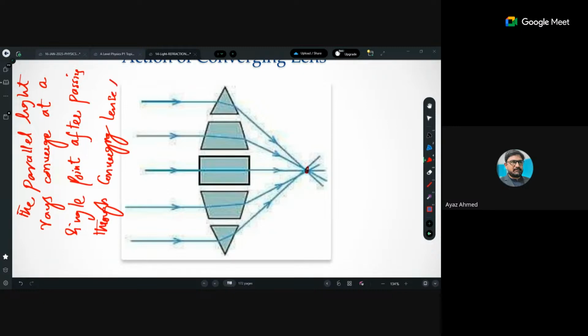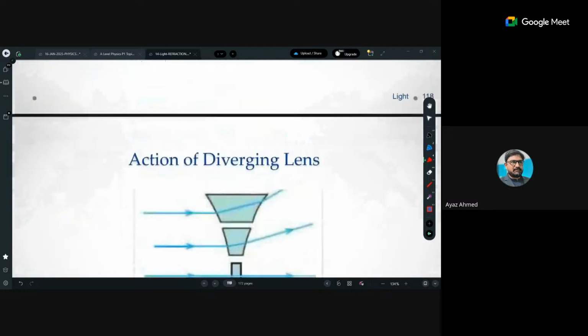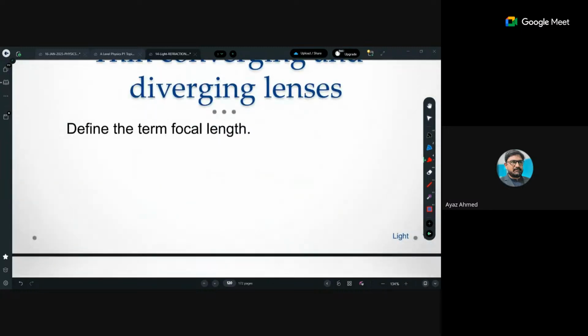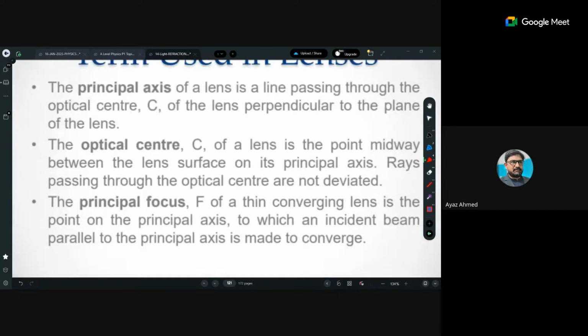And they are focused at a single point. And that point where they are going to be focused is called the principal focus or focal point. Principal focus or focal point. Got it? So moving onward, here you are asked: what is focal length?